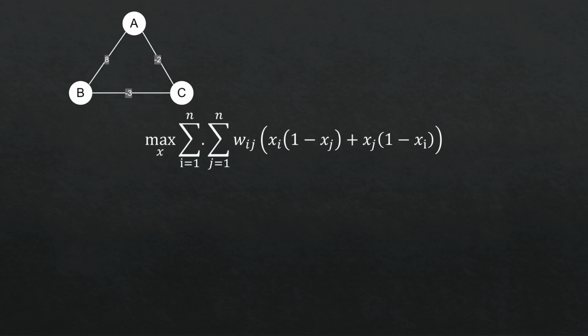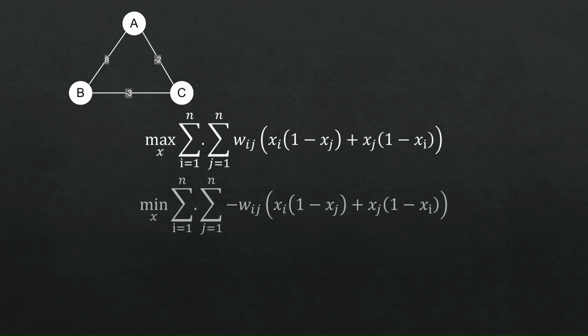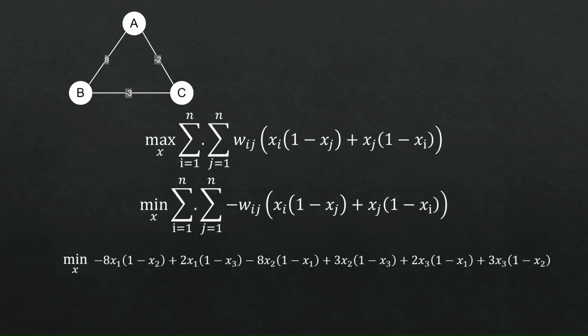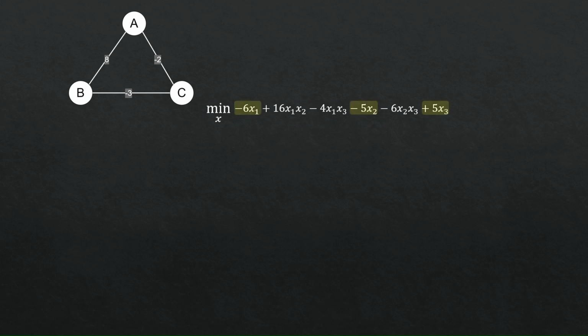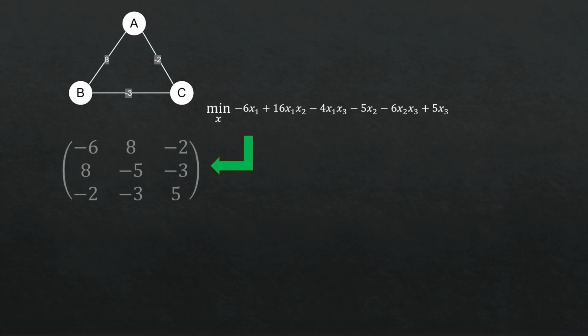Here, n is the number of nodes, which is 3, i and j are the variables for iterating over all nodes, and wij is the weight of the edge connecting the nodes xi and xj. Notice that this is a maximization problem. We can convert it into a minimization problem by negating the term inside. So expanding this iterative summation over all nodes, we get this expression. Further simplifying it, we obtain this. This expression is in the same form as what we saw before. There are linear terms and there are quadratic terms. Now we know how to formulate the QUBO matrix using the coefficients in these terms.